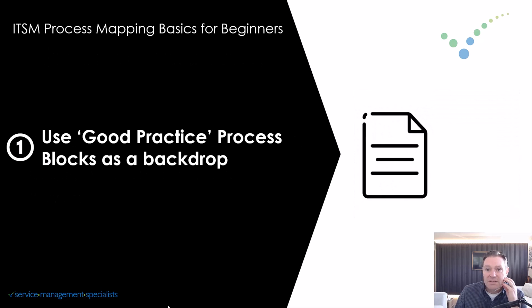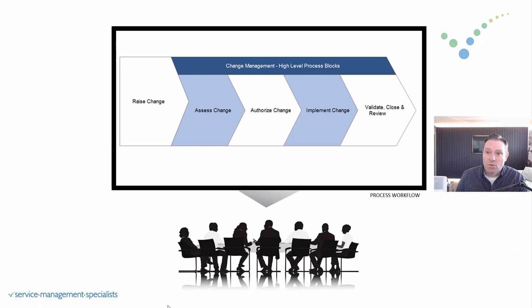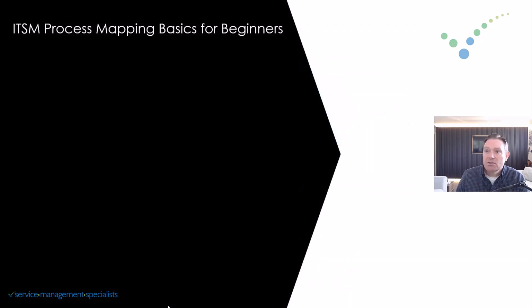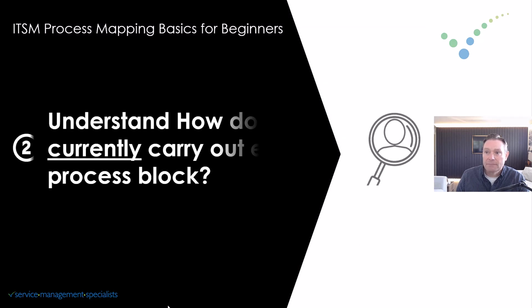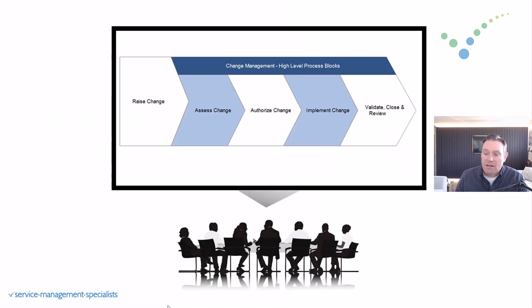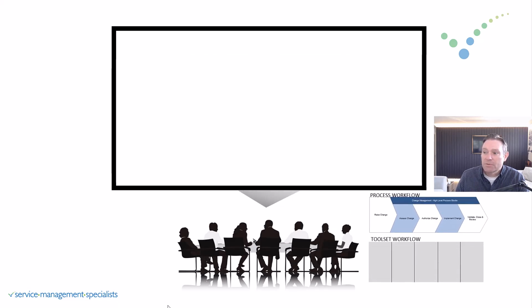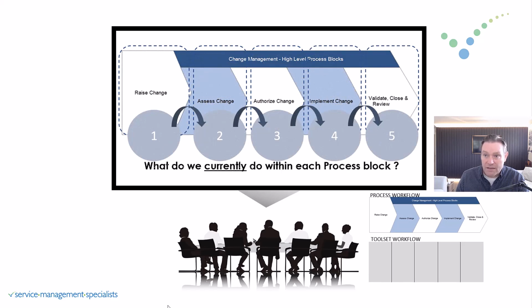Now, in terms of the first step, what we want to use for mapping the basics for beginners is good practice process blocks as a backdrop. So let's use this as an example within change management, key phases or blocks for the process. What we want to do is use this to start our process mapping. Understand how you're currently carrying out those process blocks. As an example, if you've got stakeholders in a room, use those blocks and then facilitate the opportunity to understand what actually goes on within each of those blocks.